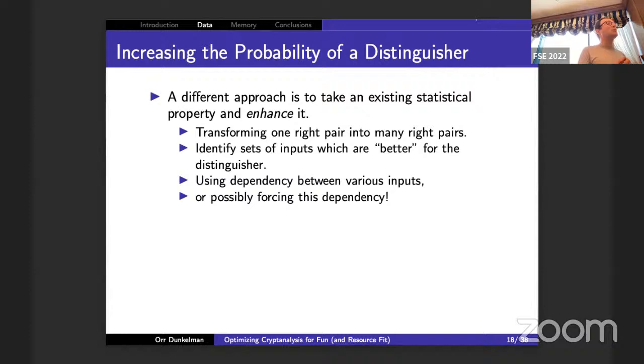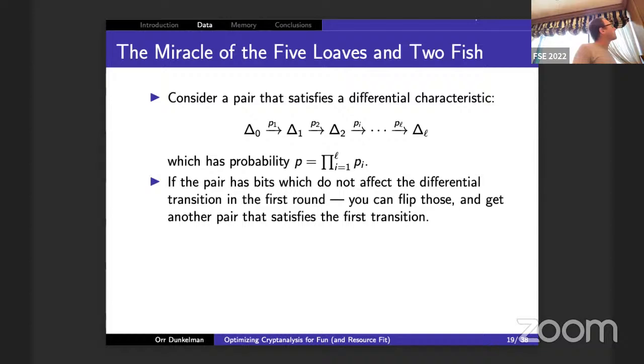So here is the way of transforming a single pair. Let's assume that you have a characteristic, delta zero going to delta L, and the probability, again, under the Markov assumption, the stochastic equivalence assumption, there are actually two different assumptions, but under the Markov cipher assumption, the probability is the multiplication of all the probabilities, and you need one over p pairs in order to identify a pair that follows this characteristic.